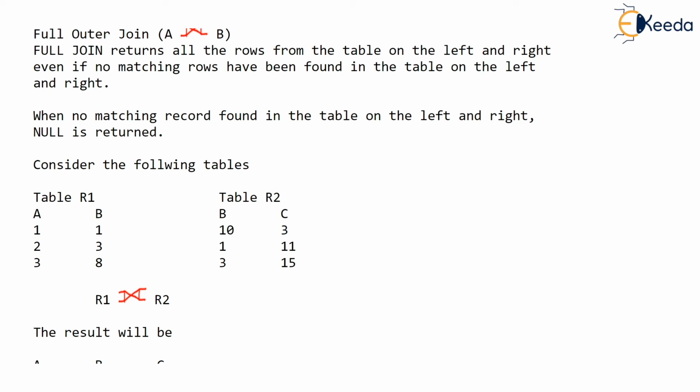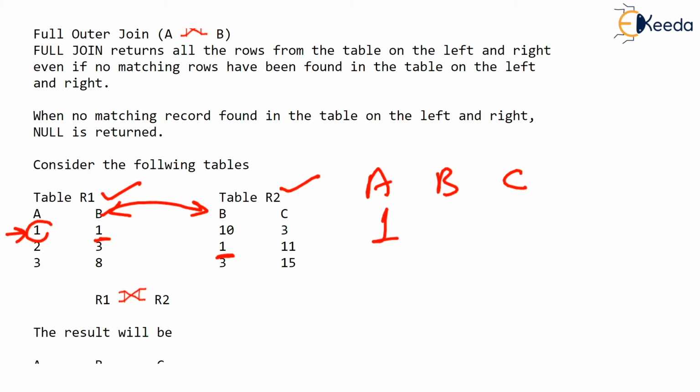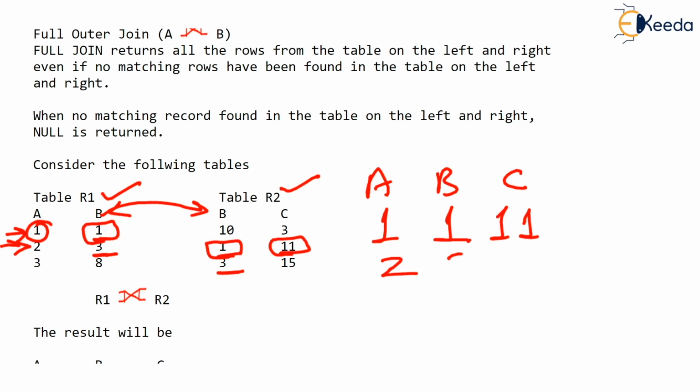What will be the result of full outer join of R1 and R2? There is a common column B, so we are comparing B. The result will contain only A, B, C. First check from R1's point of view. This B here finds a match over here. So the result will be 1, the value of A, and then the value of B, which is 1. This value of B is equal to this value of B, and then 11. Okay, let's see the second row. This 3 over here gets a match over here. So the result is 2, 3, 15.